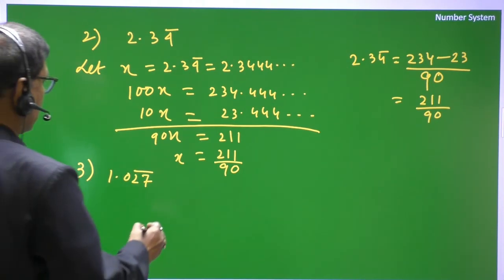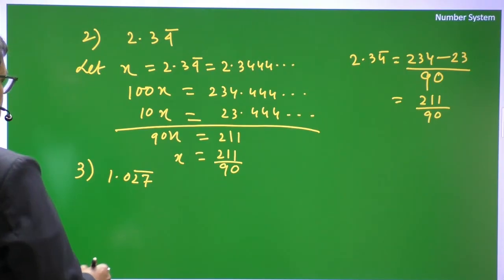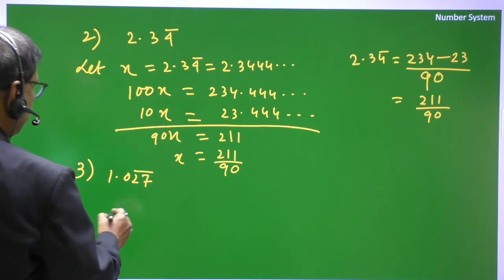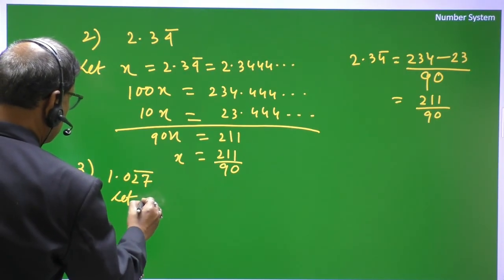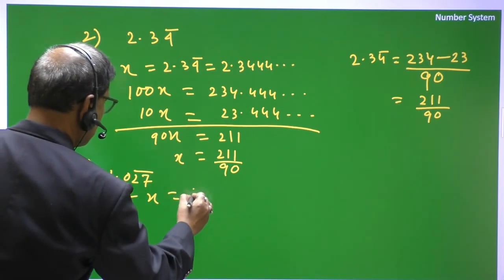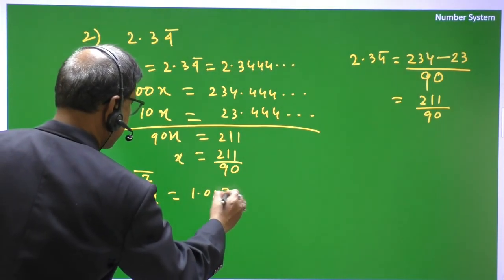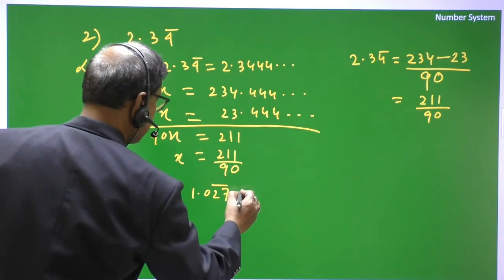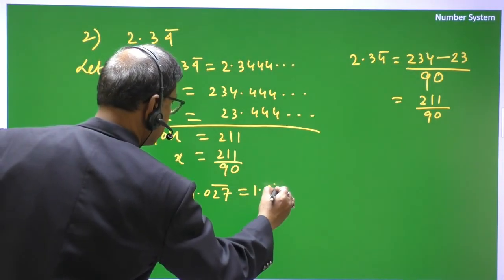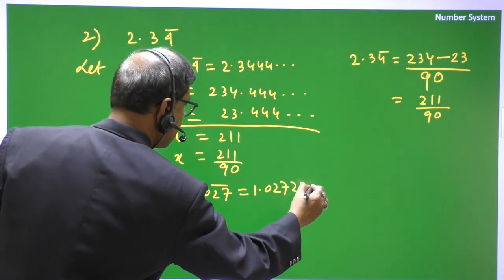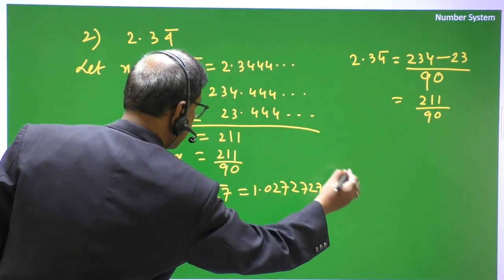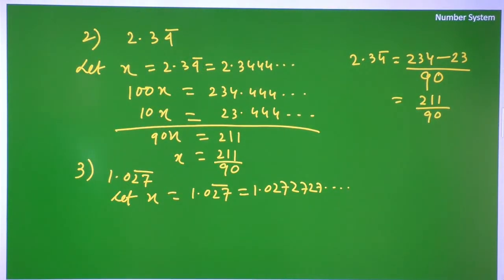1.027 recurring on 27. So first we'll consider let x equals 1.027 recurring on 27, which means 1.02727 like this. Is it clear?